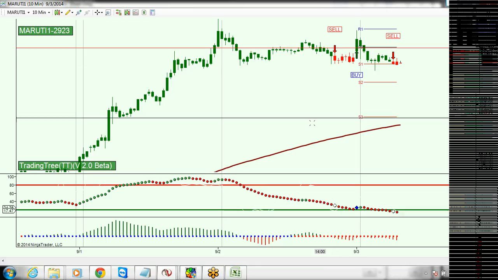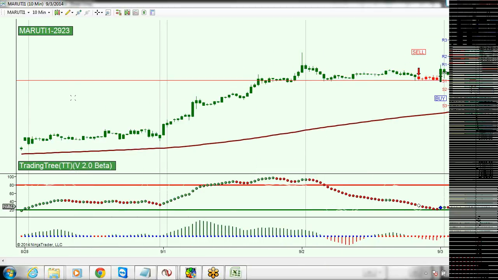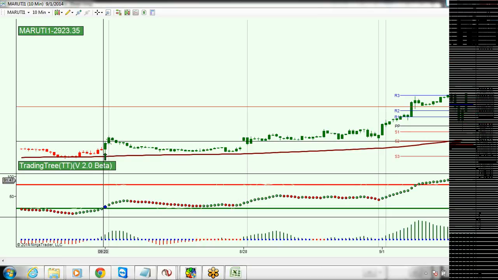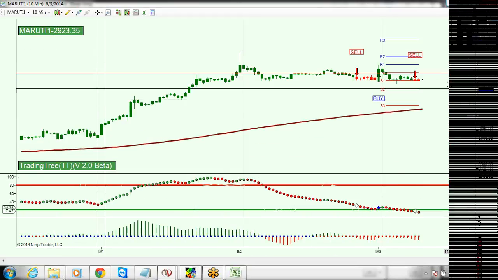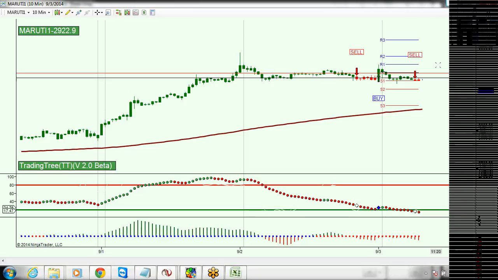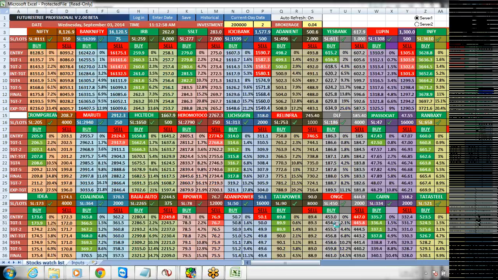Because Maruti has been... we have this buy call from the 27th. On the 27th it got generated at 2783. Now it is around 2923. So obviously a script which goes up has to come down. We'll just wait for that to happen. This is how you should be trading actually.